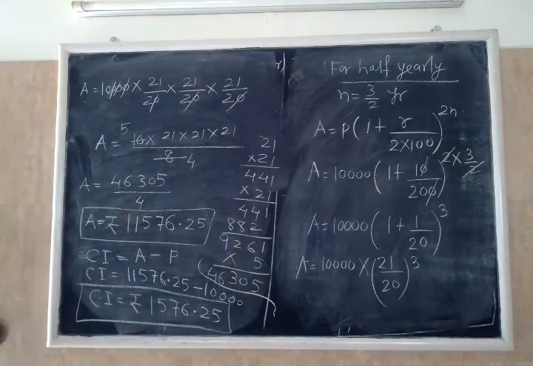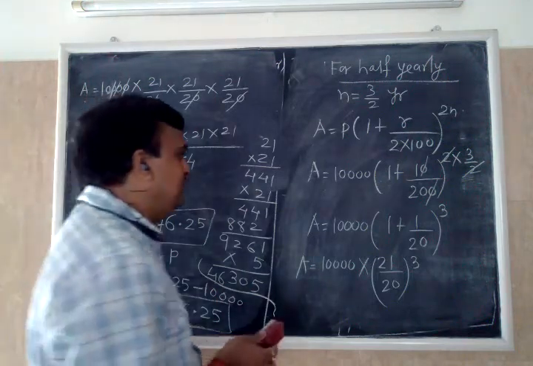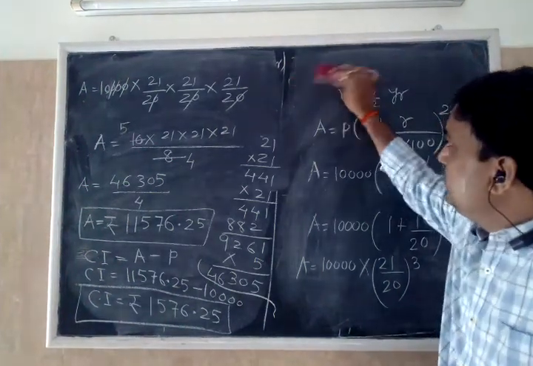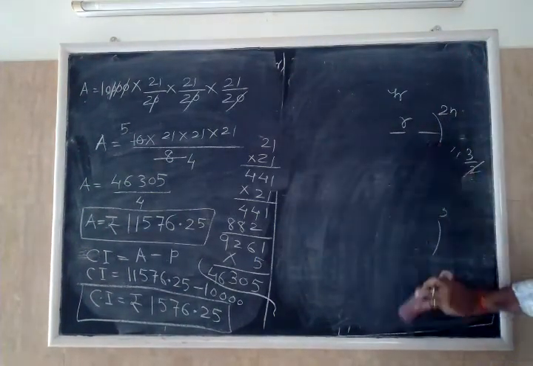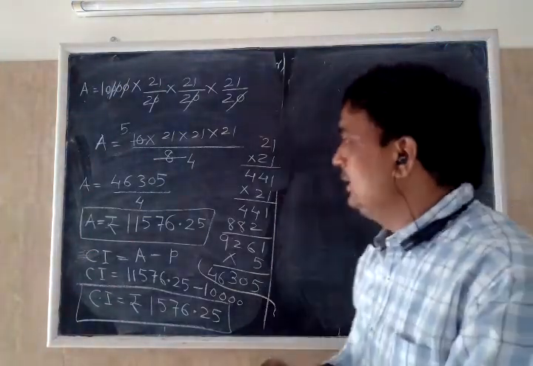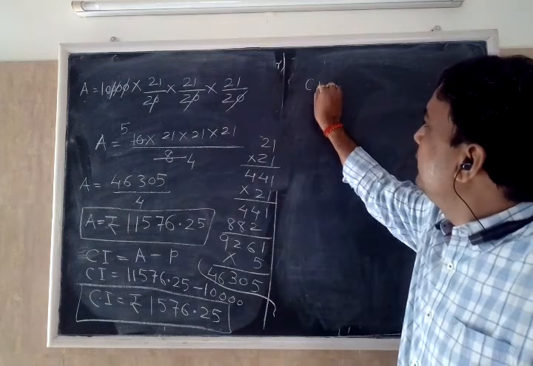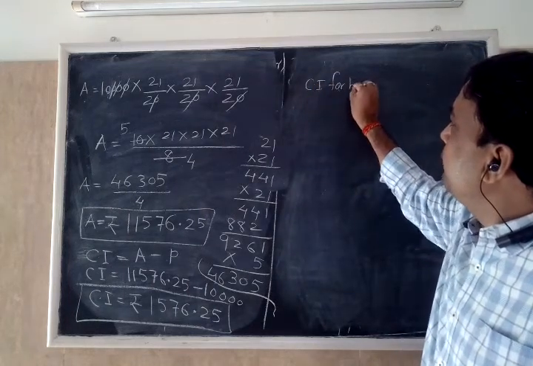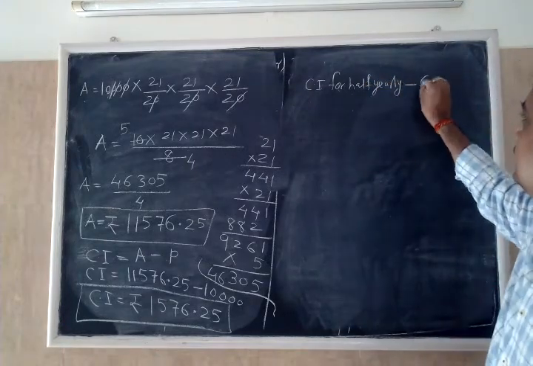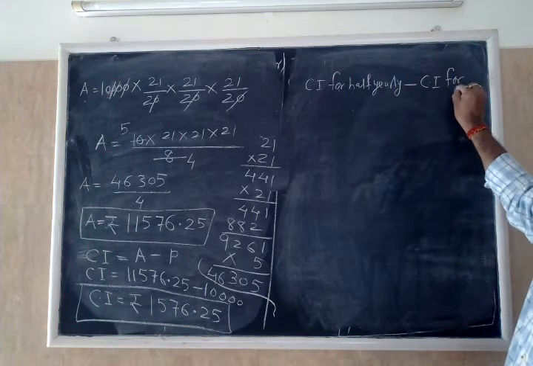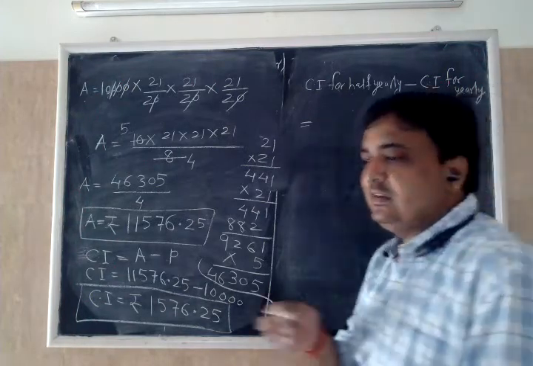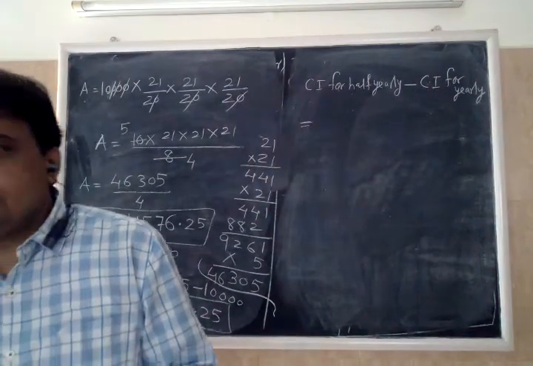Okay. Now what is ours? Find the difference of compound interest yearly and half yearly. Which is more? Half yearly or yearly? Half yearly is more, no? So now we find CI. Write CI for half yearly minus CI for yearly. We want to find the difference of compound interest calculated yearly.